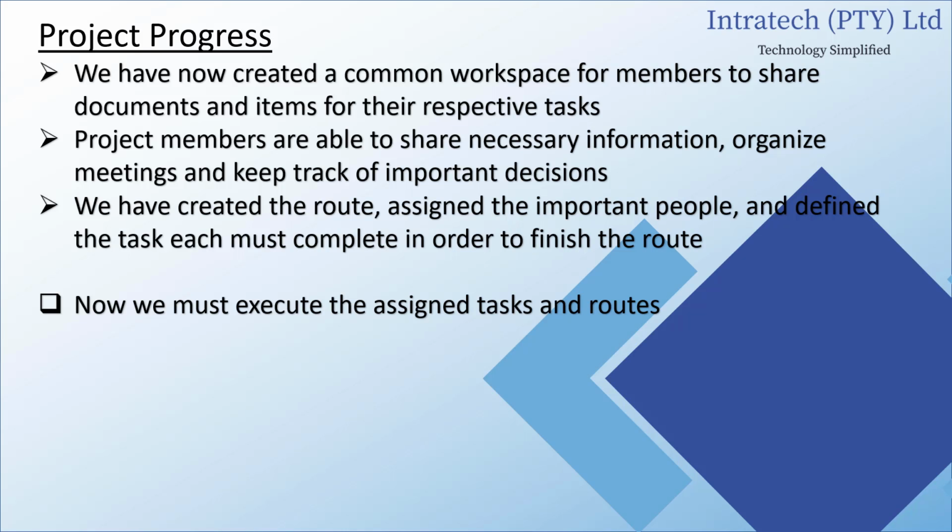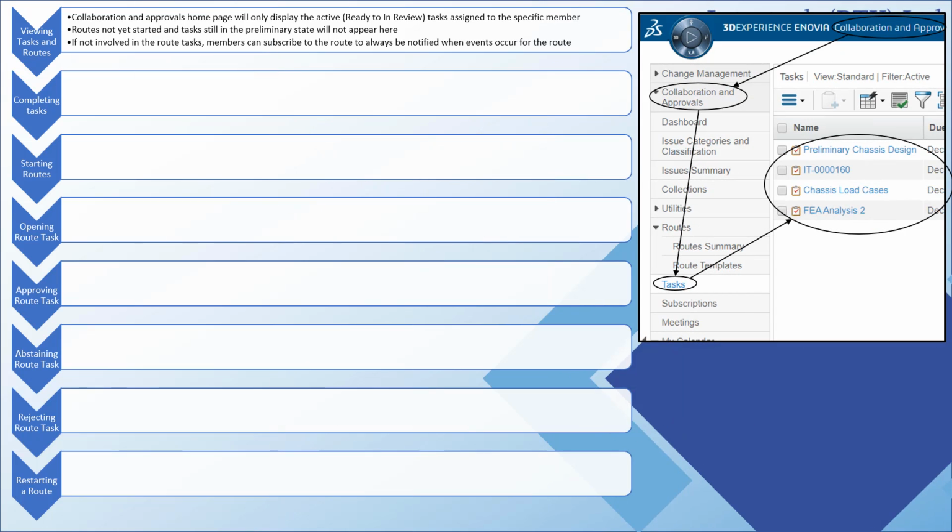By this point, we have created the route, assigned the important people, and defined the task that each must complete. We now move on to executing these tasks and managing the route. Once active, routes will appear on the assigned members' tasks page. They may also go to routes summary on the left panel to view all started as well as the upcoming routes.